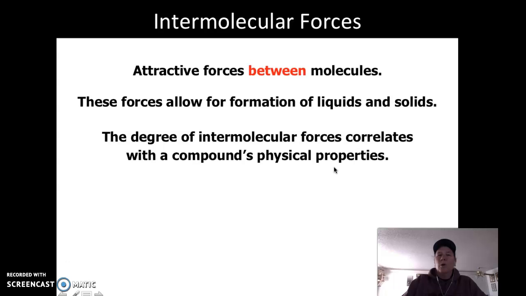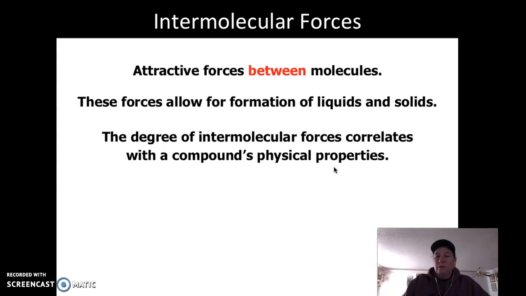Okay, so again, we have forces in between molecules. Okay, we've talked about bonding. That happens in the molecule. All right, covalent bonding is in the molecule. But in between the molecules, we also have forces. Because remember, we have a lot of molecules. Avogadro's number in 1 mole. So that's a lot of molecules. So they're going to have forces in between them. And those forces allow us to form liquids and solids. Okay, that's the reason why they hang together, is because there's attractive forces in between the molecules.